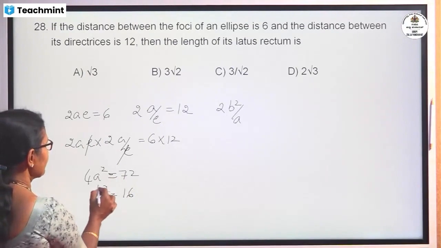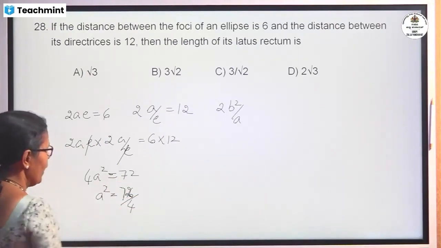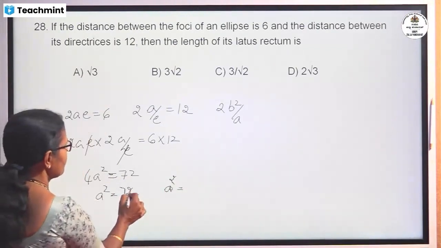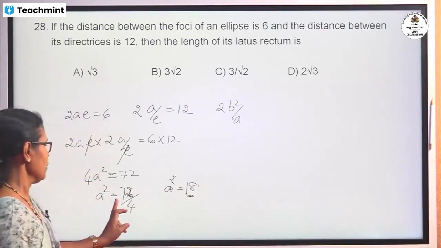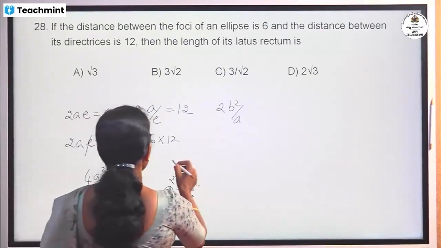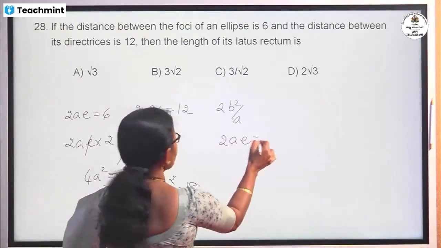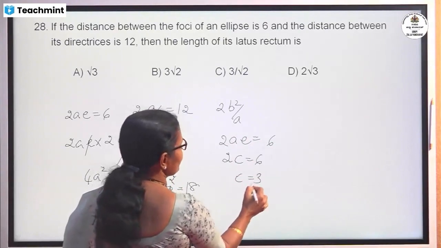A square is equal to 72 divided by 4, then A square is equal to 18. Next, to find the B square, we know that 2AE is equal to 6, means 2C is equal to 6, C is equal to 3.